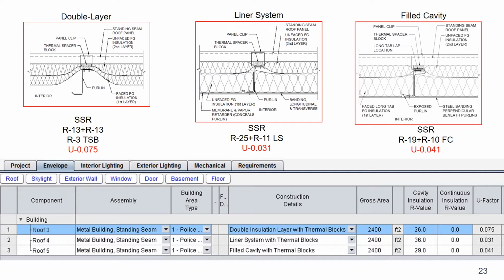Lastly, I wanted to show a filled cavity system which has an exposed bottom of the purlin flange. The bottom layer of a filled cavity system has a faced vapor retarder included with it. There's still steel banding that's holding up the bottom insulation layer between the purlins, and the top layer is compressed with a thermal spacer block and a standing seam roof. For this example, I plugged in an R29 and it automatically comes up with a 0.041.